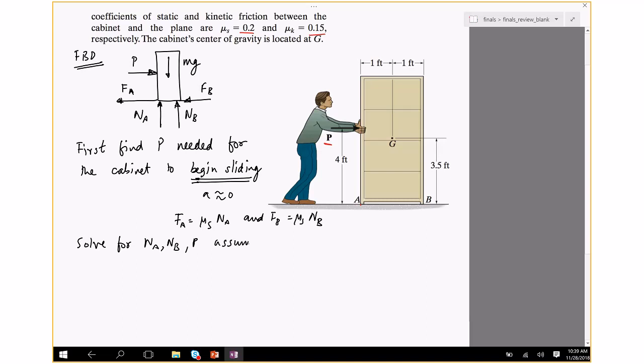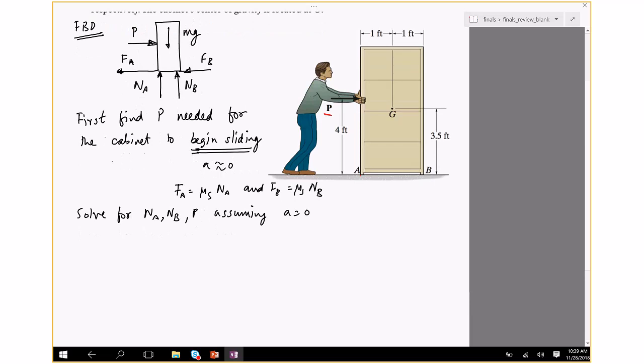Assuming acceleration a equals 0. Okay, so three unknowns: NA, NB, and P. I have to generate three equations, and the way I'll generate them is F equals ma in the x direction, F equals ma in the y direction, and torque equals I alpha. This is 4B, because it's a rigid body. You can see it's a rigid body because you're given the dimensions 4 and 3.5. Only for a rigid body will you be given the dimensions.